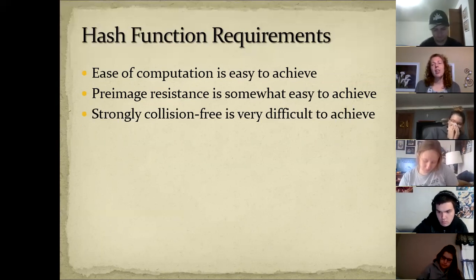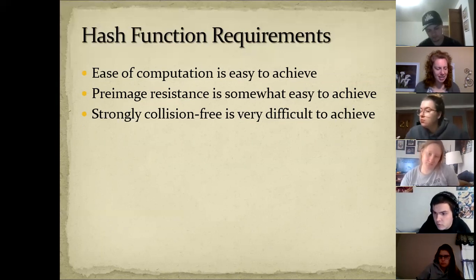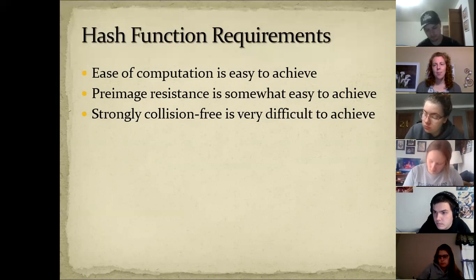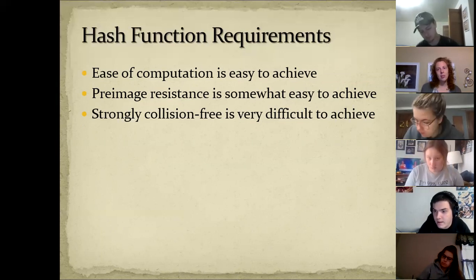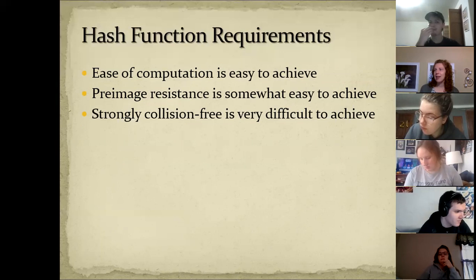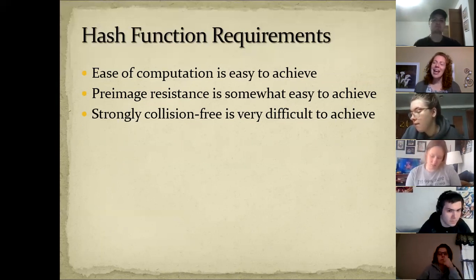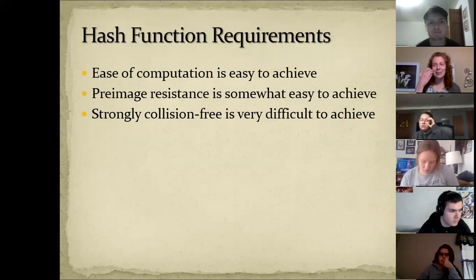Strongly collision-free, this one's hard. This one is really, really hard to achieve with hash functions. It is not an easy thing to come up with. So, as cryptographers, we have two choices. We can either say, okay, strongly collision-free is very hard to achieve, and therefore I'm not going to have any hash functions, and today's class and Wednesday's class are done because we can't come up with this practically. And as tempting as that sounds, that's probably not a good plan.